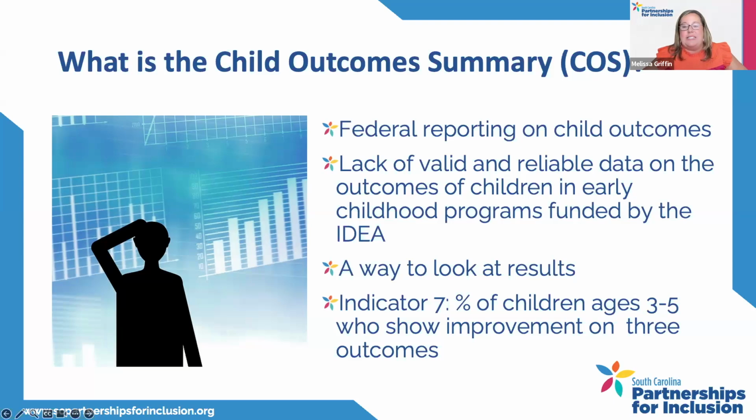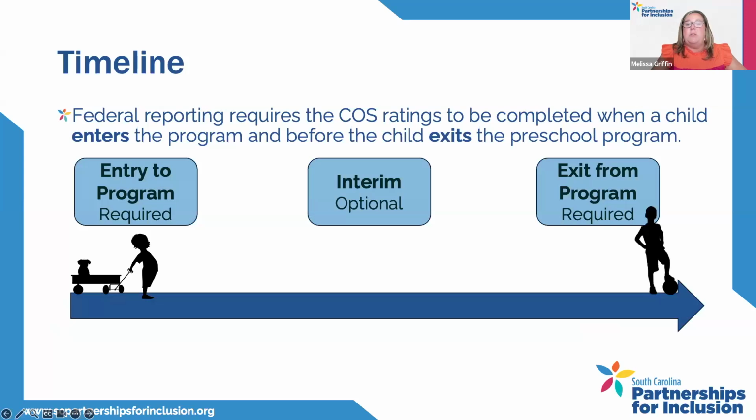I want to stress that it's not an assessment of any kind. We actually take information and synthesize that for the COS. And that is indicator number 7, which is the percent of children ages 3 to 5 who show improvement on 3 outcomes. And you heard me mention this, that it would be done when the child enters the program and when they exit the program. And that is for both Part C and Part B.